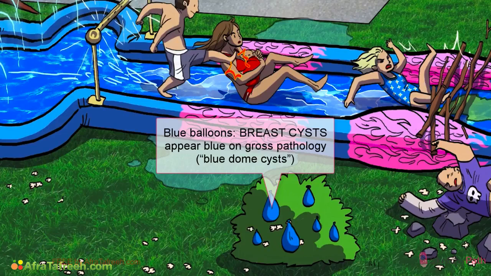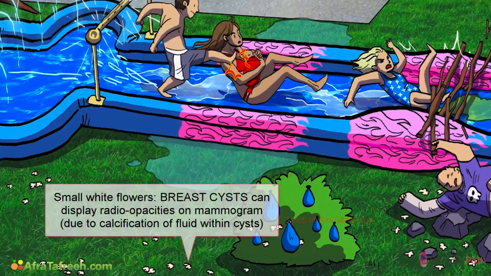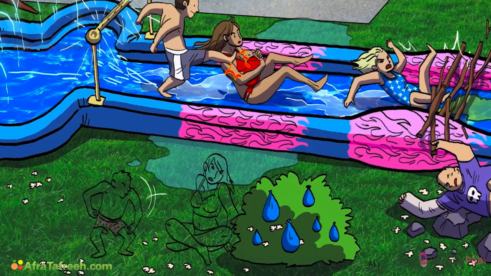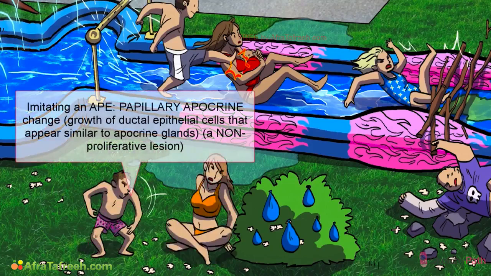Hence why the water balloons stashed in those bushes are blue. The fluid within breast cysts can often calcify, popping up as tiny little radiopacities on mammograms, kind of like those little white flowers.